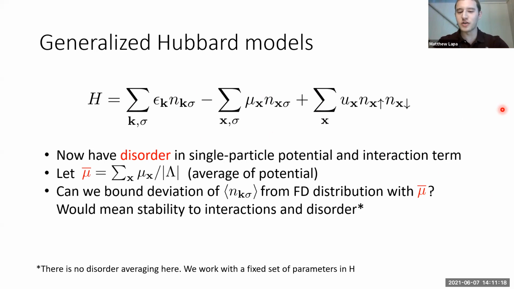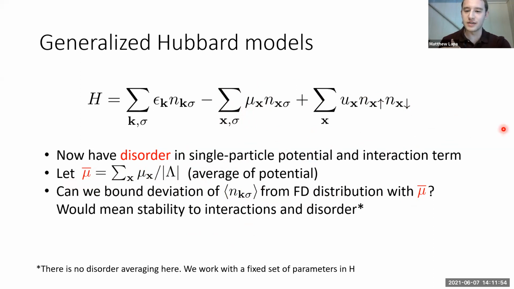But of course, there's always a little bit of disorder, and you can always just ask what happens to the momentum occupation numbers in the presence of a single particle potential that's non-uniform, not even necessarily worrying about adding interactions yet. So you can ask the same question in this case, where you want to know how does n_k deviate from a Fermi-Dirac distribution with the average of these single particle potentials? And so this would be like a stability result to interactions and disorder. And it turns out that the same techniques allow you to treat this case.